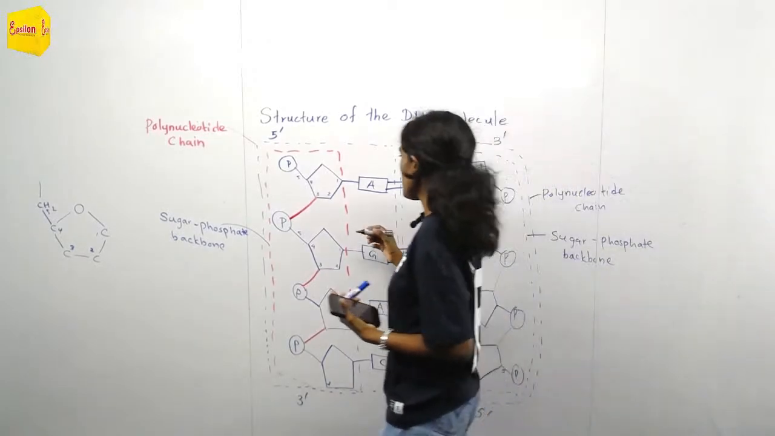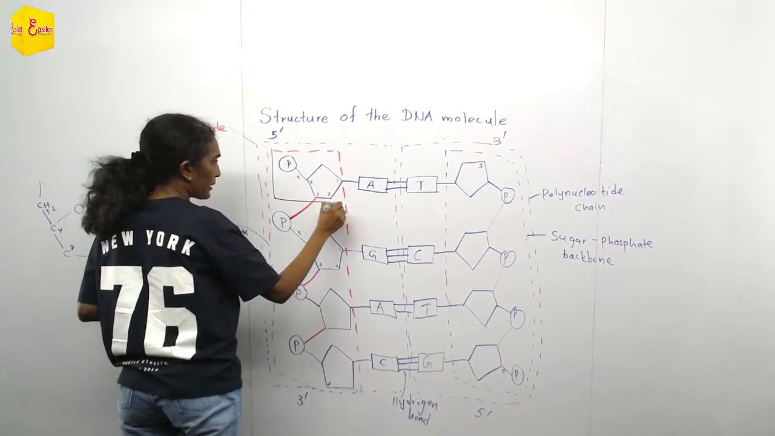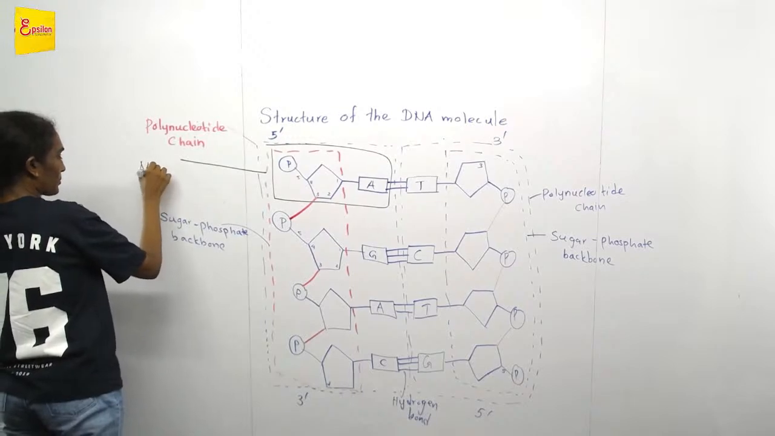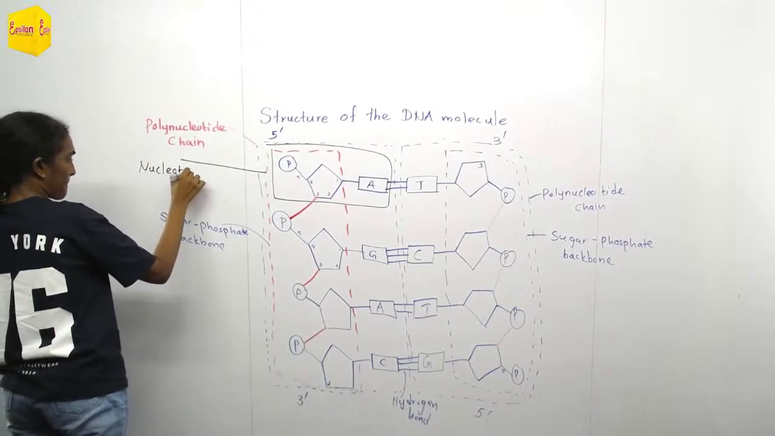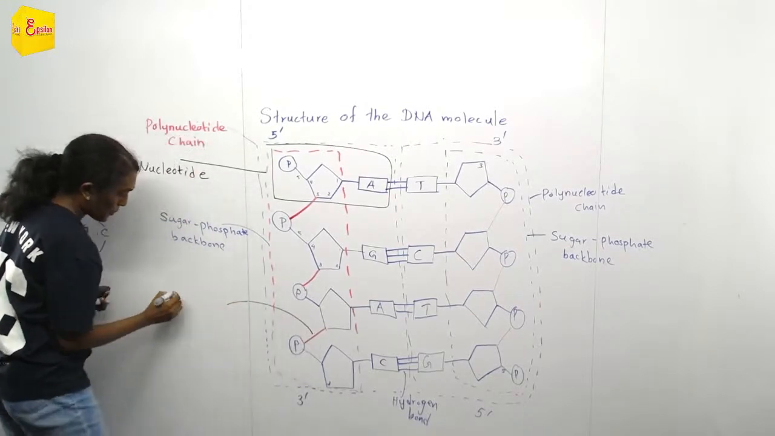At these two labels also, here it's the nucleotide. Then here it is phosphodiester bond.